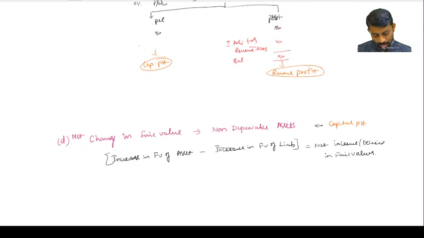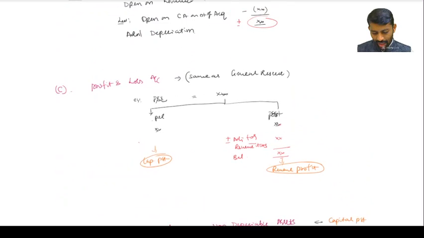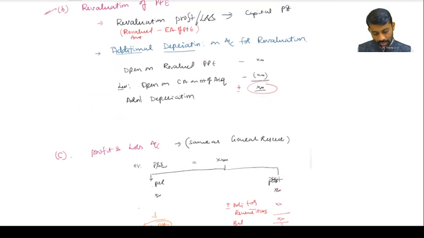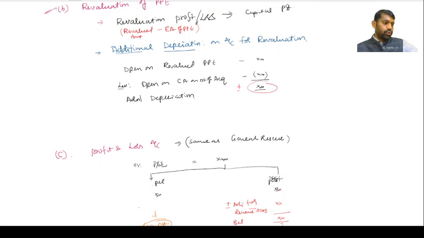Sir, I am confused between B and D. B and D? It's a depreciable asset, and this is a non-depreciable asset. Where is the confusion? Which one is not a depreciable asset? Only land. What about land? What about debtors? What about creditors?